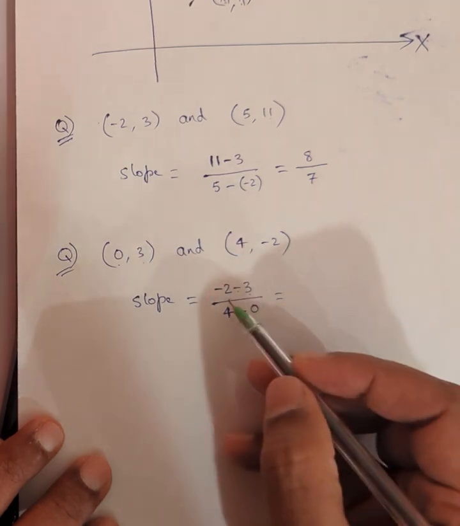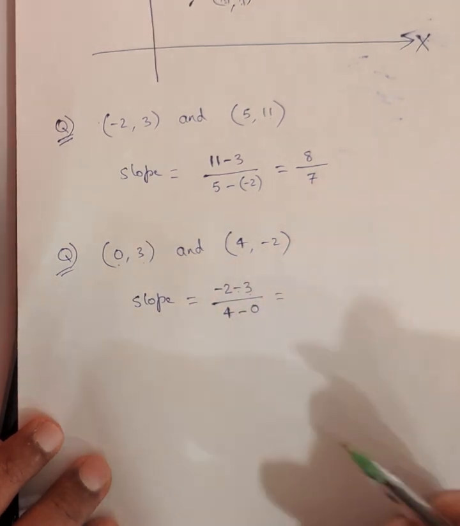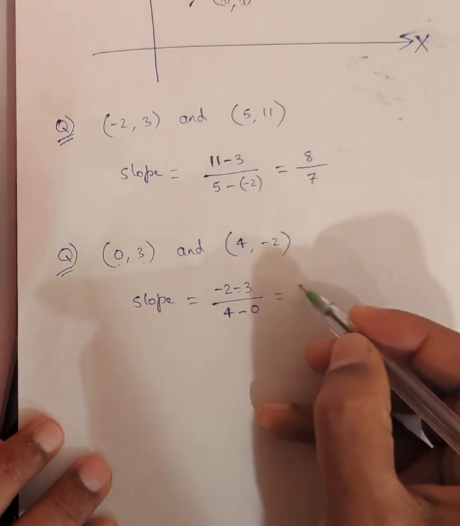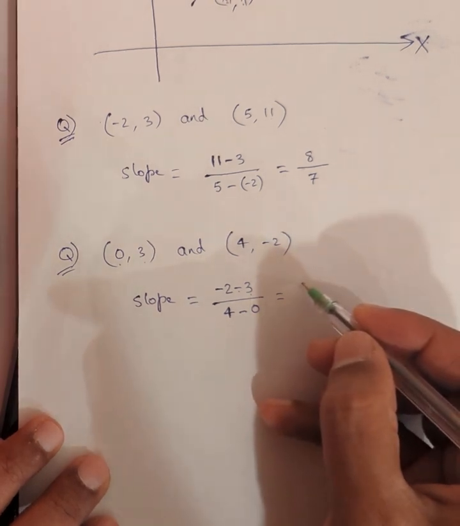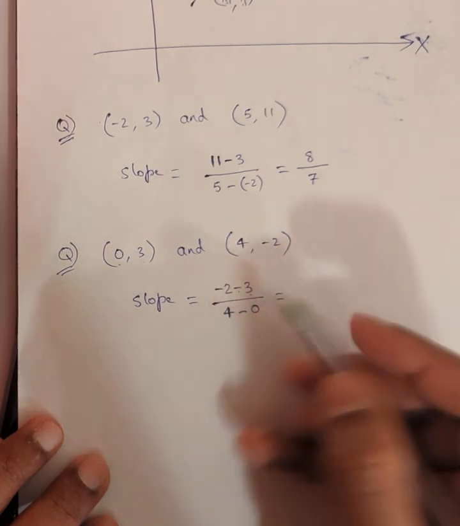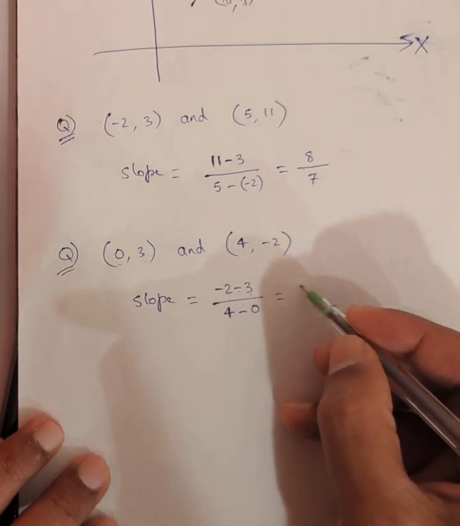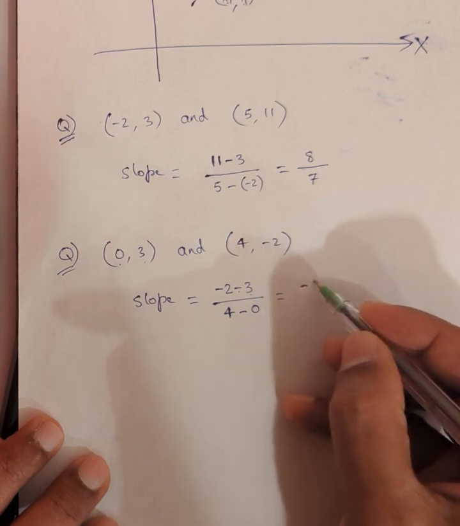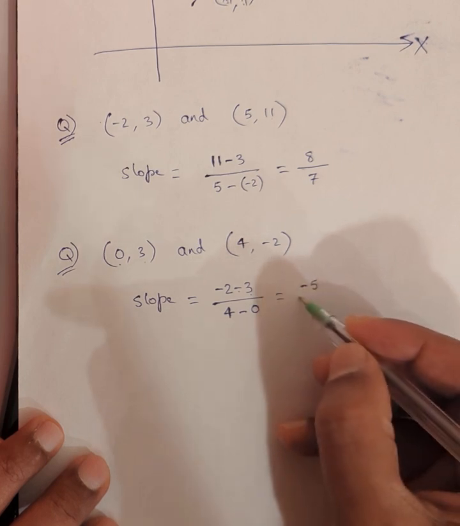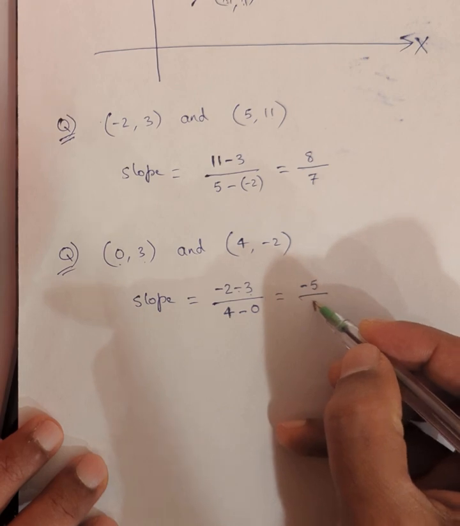Now when you simplify, negative 2 minus 3 is like adding two negative numbers. So you're going to get a negative answer. So mentally you want to think of adding 2 and 3 and you get 5. So the answer would be negative 5 over 4.